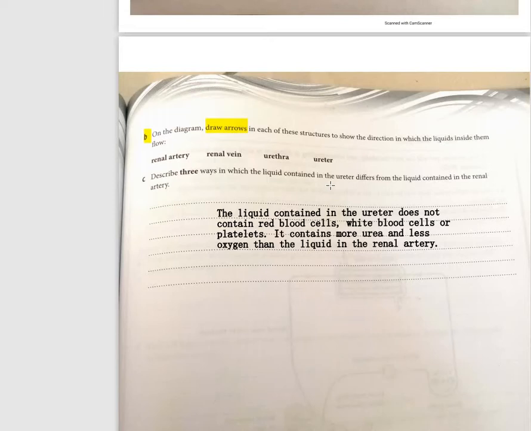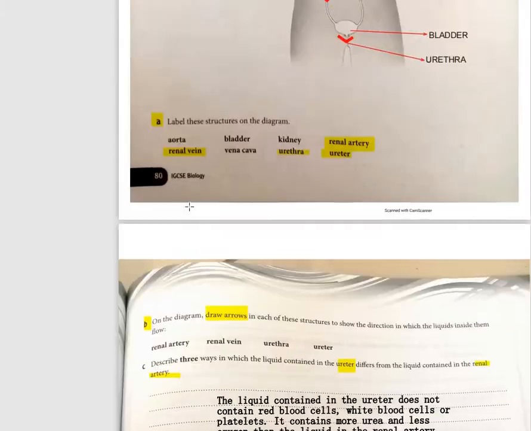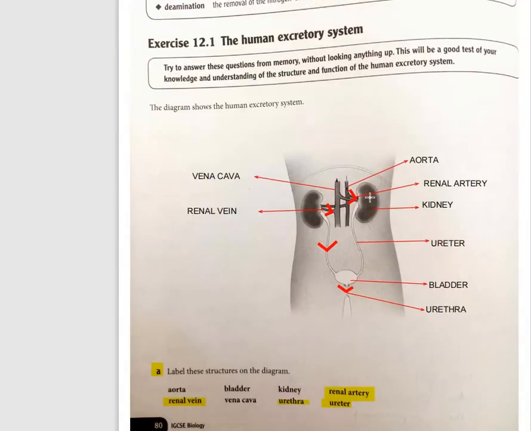Describe 3 ways in which the liquid contained in the ureter differs from the liquid contained in the renal artery. So what the question actually means is the liquid contained in the ureter differing from the renal artery. It's a huge difference, of course, because the ureter only contains the waste products, which is the water and the urea, and I think there's another substance I can't remember, but I'll mention it. But in the renal artery, you have the water, the glucose, you have the urea as well, and one more product actually.